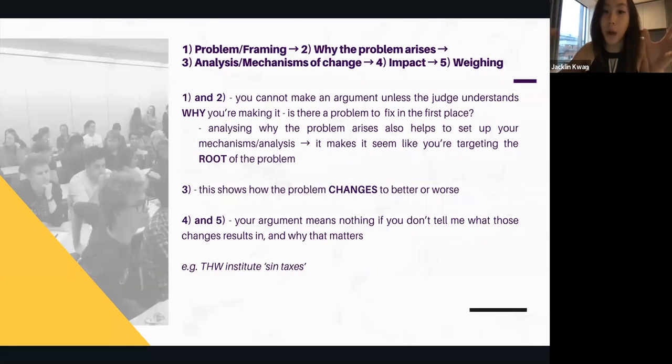So the problem that you set up is just like, look, loads of people are smoking and drinking alcohol to the extent that it's detrimental for their health. And lots of these people tend to be socioeconomically vulnerable people. And then you can say the reason why the problem arises is because of state failure.